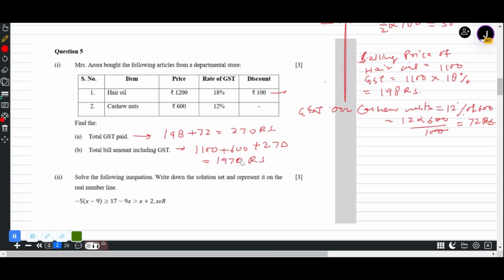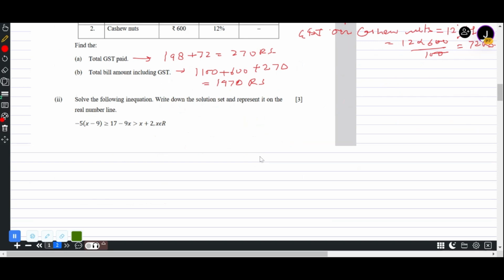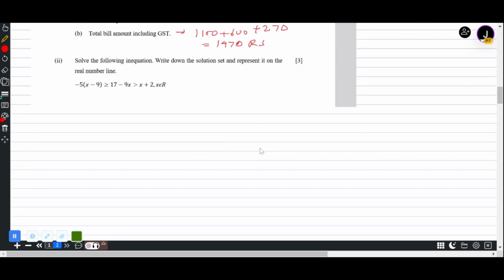Now the next question, the second one. Solve the following inequation. Write down the solution set and represent it on the real number line. The inequality given is minus 5 in bracket x minus 9 is greater than or equal to 17 minus 9x, which is greater than x plus 2, and x belongs to R. X is a real number.